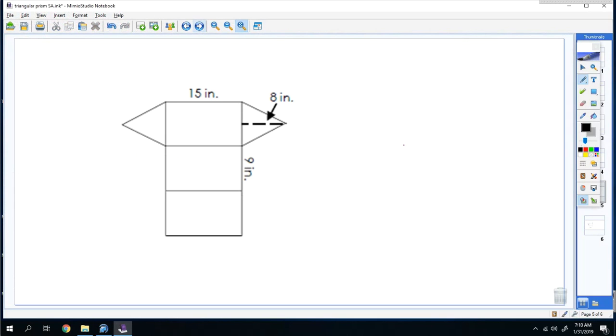Okay. Surface area of a triangular prism. So when it comes to a triangular prism, the bases are going to be triangles, hence the name triangular prism. Okay? So let's find the LSA, the lateral surface area. Excuse me, the lateral surface area is the surface area not including the bases. So that means that we're going to be finding the areas of all 3 rectangles.